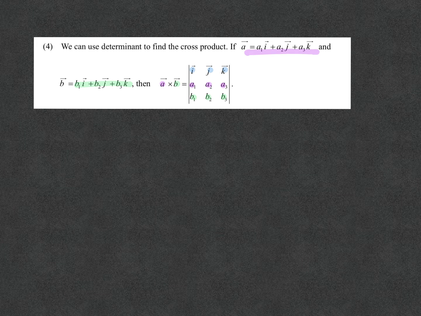After that, you can expand the determinant, multiplying the items and adding up in this direction, multiplying the items and then subtracting in this direction. After that, you get A cross B vector, the cross product of the question.